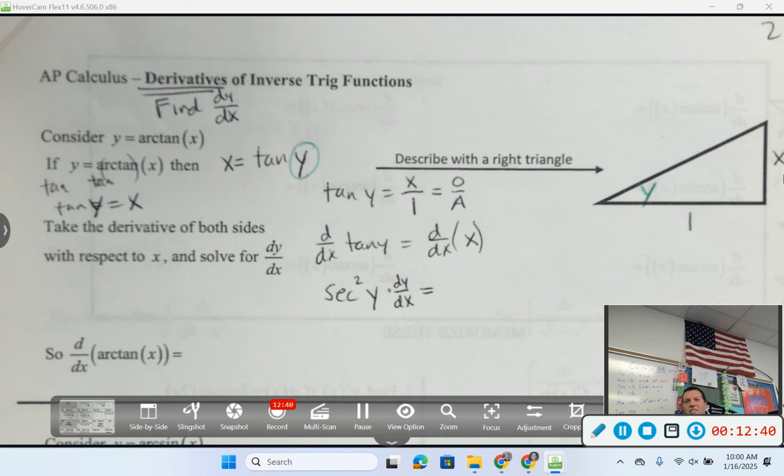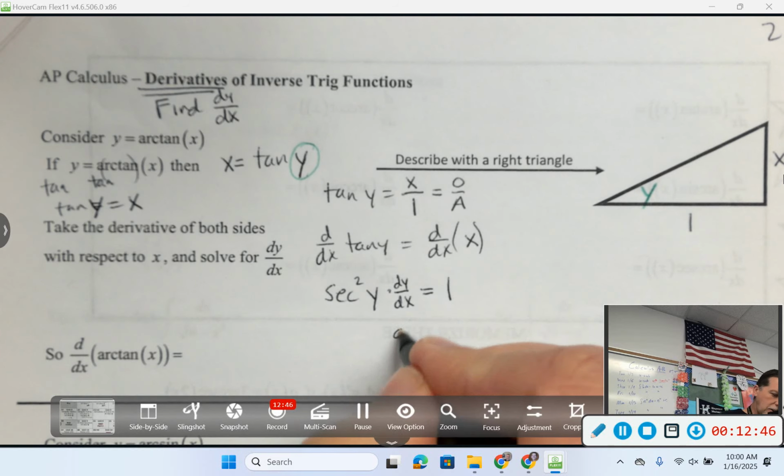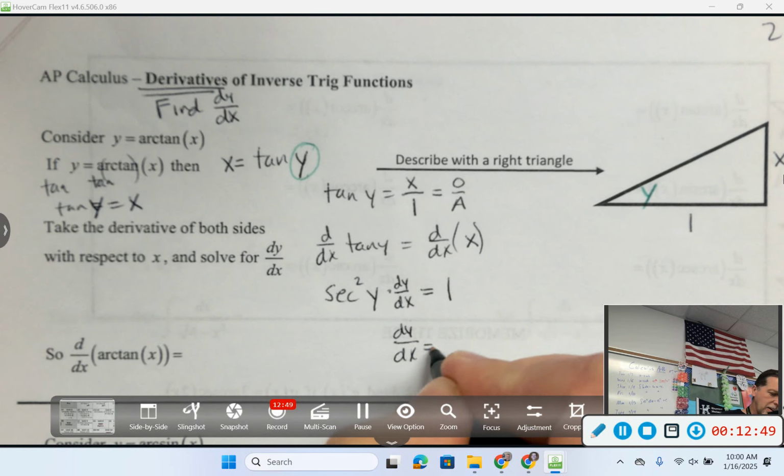Maybe we should have done the other side first. What's the derivative of x? 1. So that means that dy/dx, which is what we're trying to find here, is equal to 1 over secant squared of y.